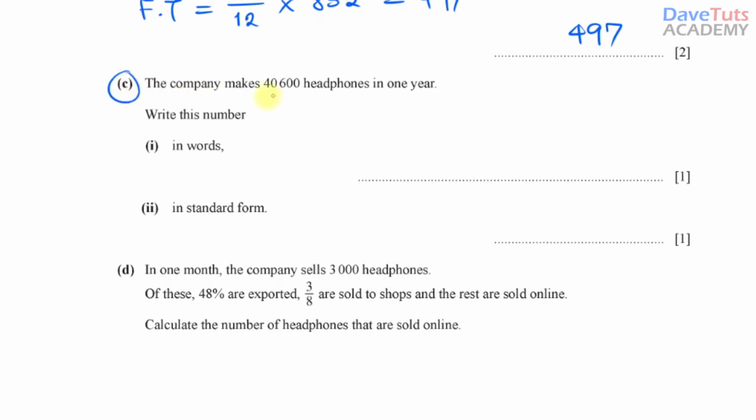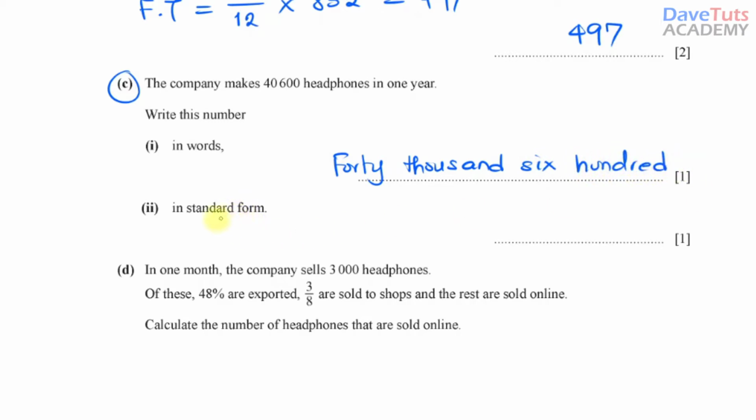Now, for this question, we are told that the company makes 40,600 headphones in 1 year. We have to write this number in words. That's quite interesting. We just need to write 40,600 in words in the space provided, and I think that's a bonus mark.